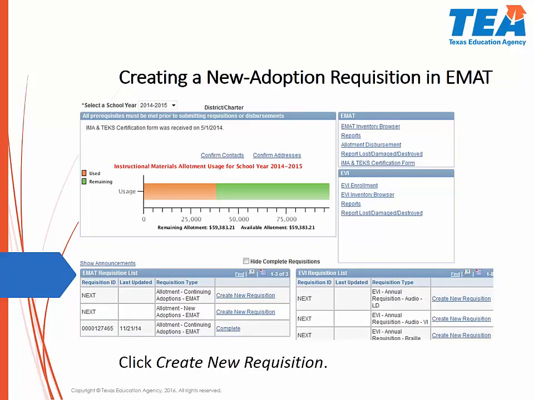After completing all prerequisites, the link to the Create New Adoption requisition will be available. There will only be one requisition link available for each requisition type until your requisition is complete. That means that you have submitted your requisition to TEA and TEA has approved the submitted requisition.